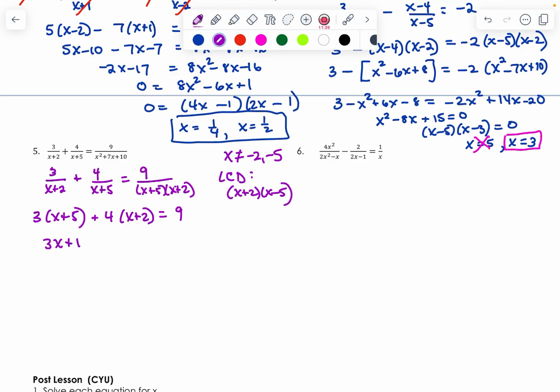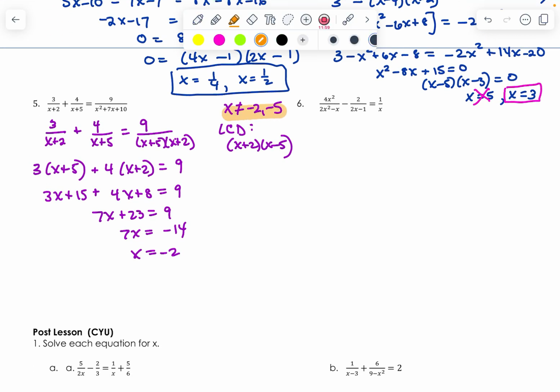Yay, I didn't get a quadratic this time. So notice that. Sometimes you get quadratics, sometimes you don't. So I'm getting 7x plus 23 is 9. Subtracting, I get x is negative 2. Now, when you go and check the domain restriction, that's not an option. So you cross this out, and that means there is no solution. That means there is no real number for x that I can find that would make the left side of the equation equal the right side of the equation.